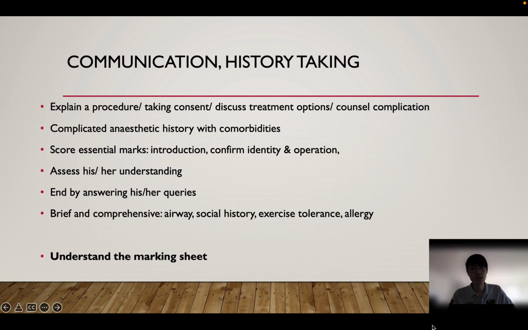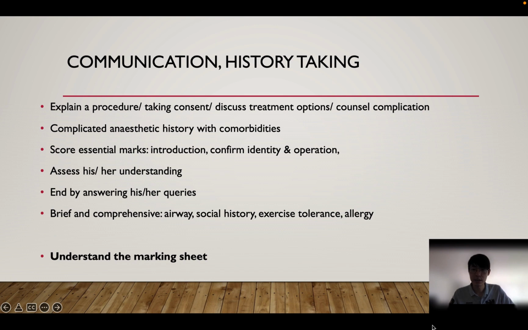The communication station is usually about explaining a procedure, taking consent, discussing options, or counseling about an anesthetic complication. The framework of these stations is fairly similar, usually starting with introduction and checking understanding, followed by explanation, exploring the patient's worries, or occasionally apologizing.